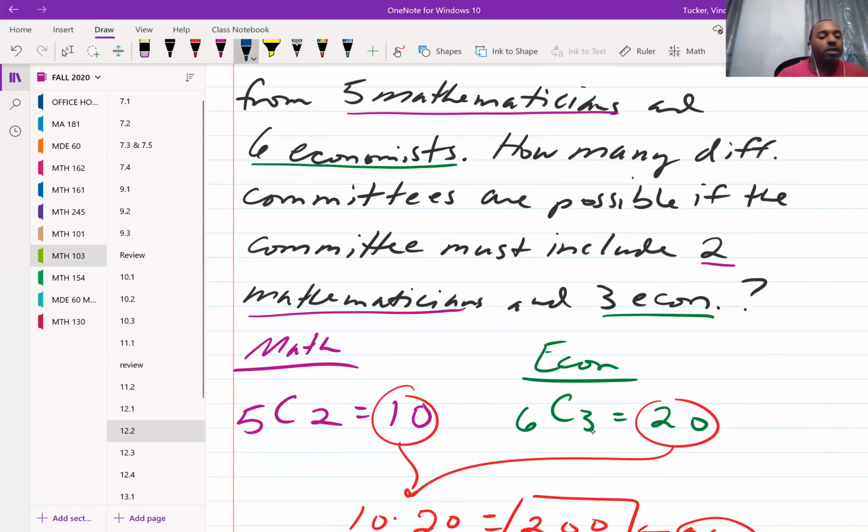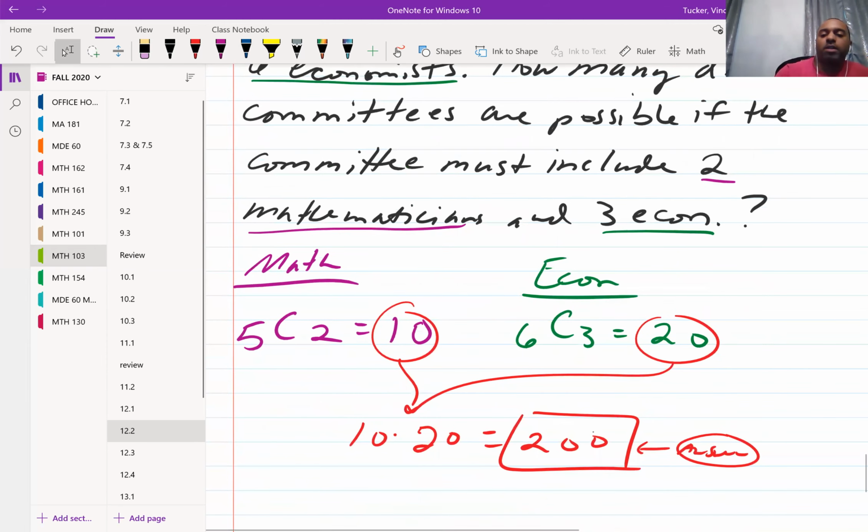So 5C2 is 10, 6C3 is 20. Multiply those 2 numbers together and we'll get 200.